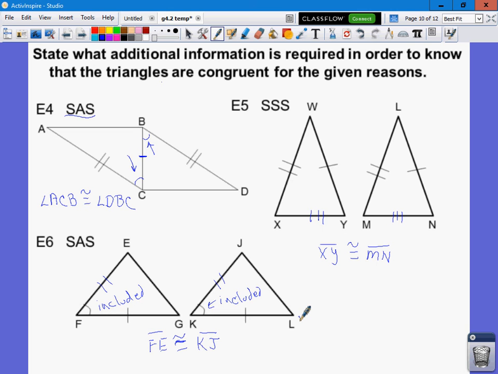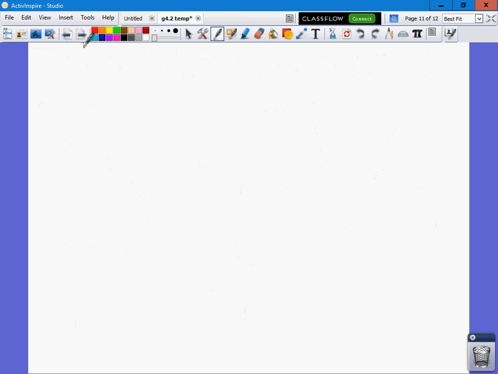Everybody okay? Your assignment is those two worksheets. I promise you it seems like a lot, but they shouldn't take probably more than 10 minutes to do all of them.